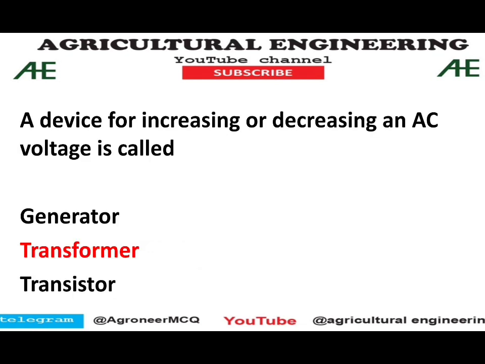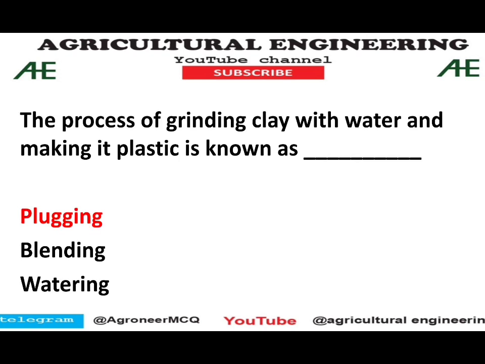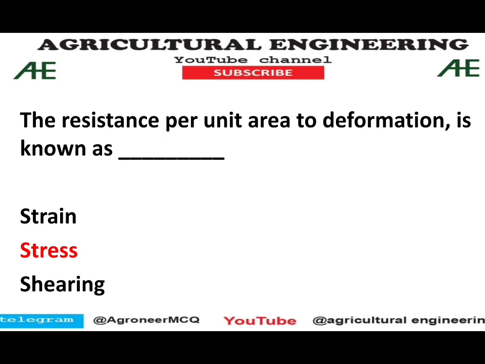A device for increasing or decreasing an AC voltage is called a transformer. Complex fertilizer contains 2 or 3 primary plant nutrients, of which 2 primary nutrients are in chemical combination. The process of grinding clay with water and making it plastic is known as pugging. The resistance per unit area to deformation is known as stress.